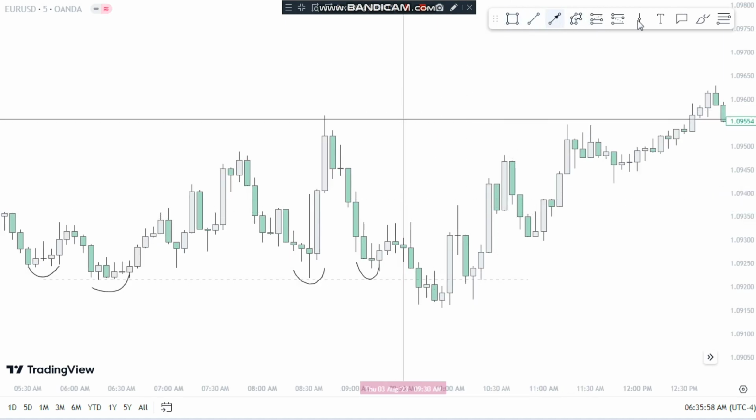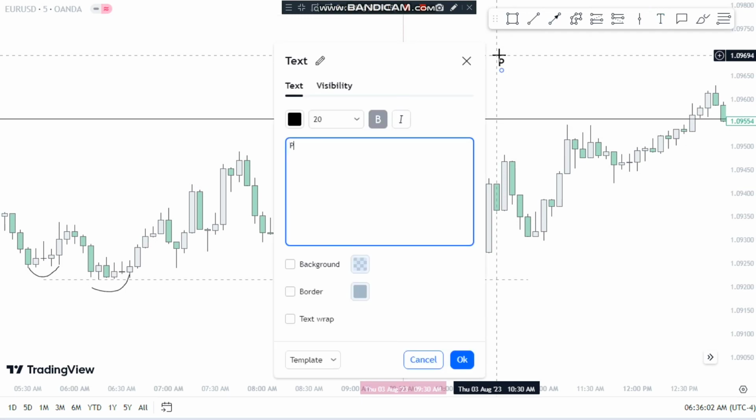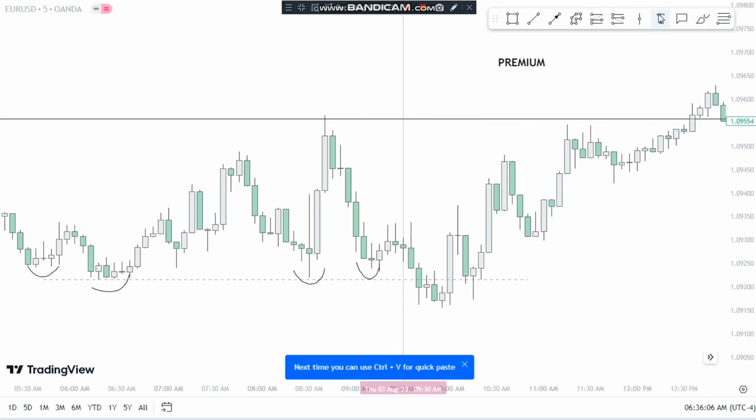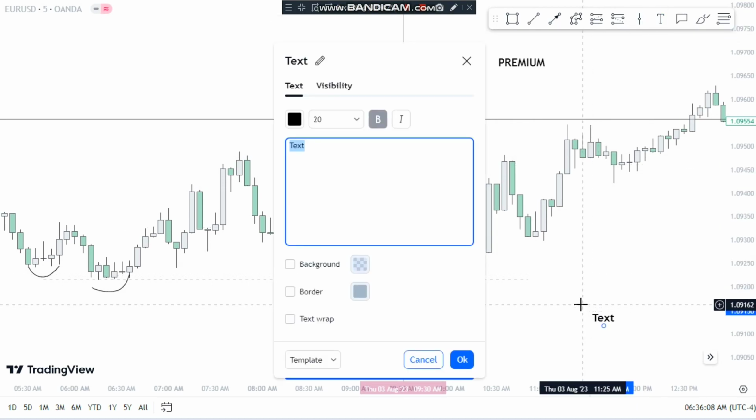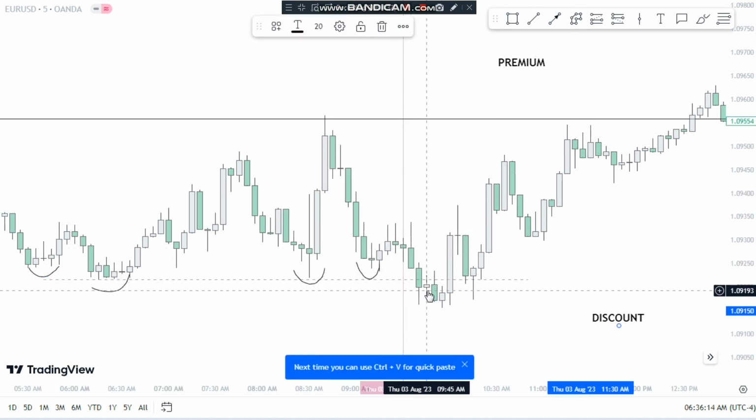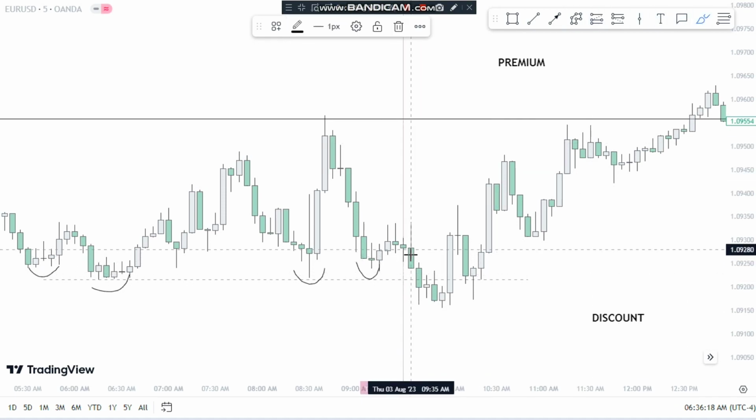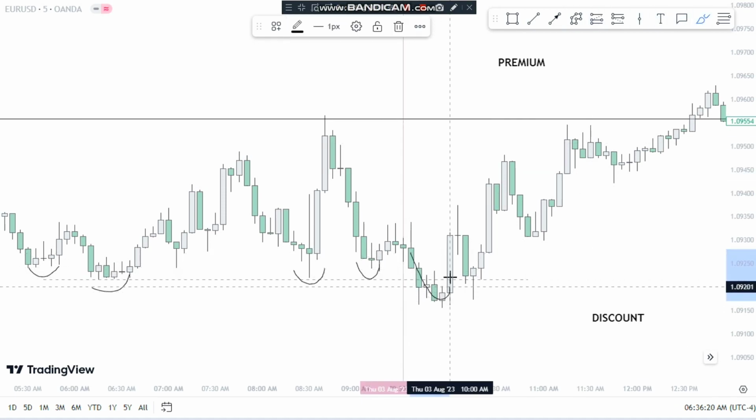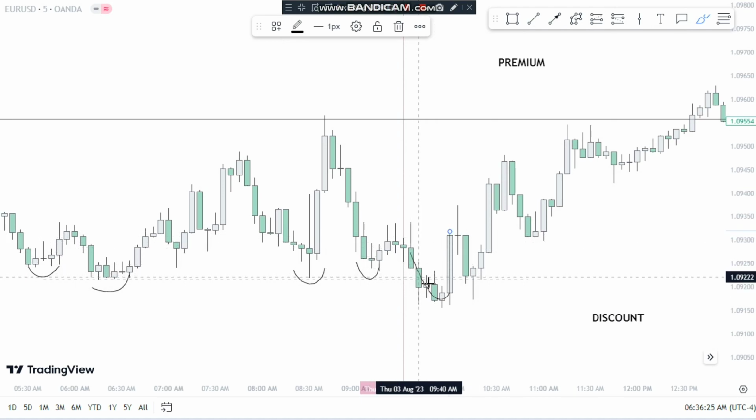Also, this was the premium, and this is the discount. So anything bullish here and you will enter into your longs. This is the discount. As we got the sweep and we got the order block, you see a series of down closing candles, and then the next candle went up. This is one of the definitions of the order block.